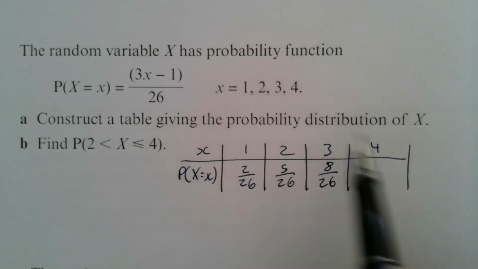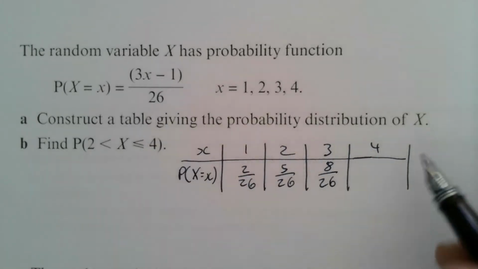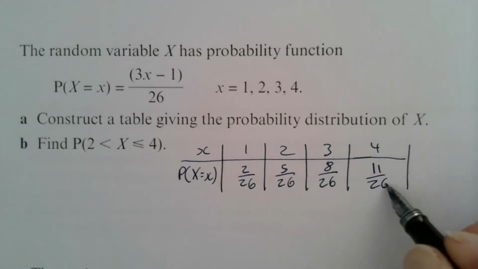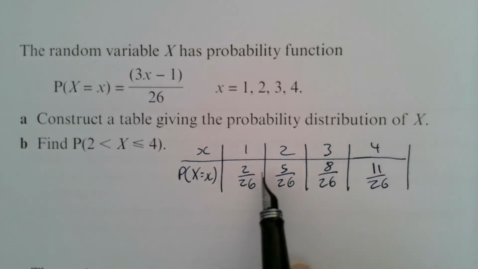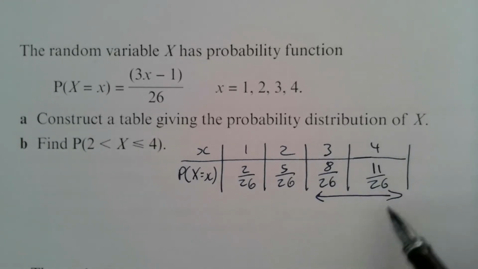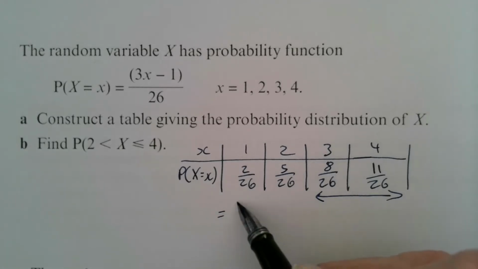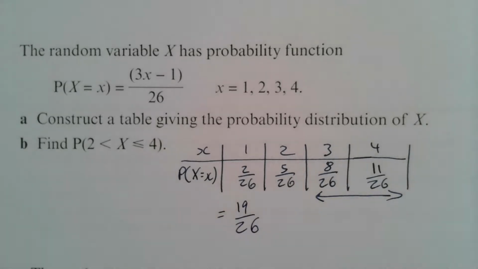So when x is 4, the probability is going to be 3 4s are 12, take 1 is 11 out of 26. Again, if you add these numerators up, you should get 26, so you've got a whole. Probability bigger than 2 and up to or equal to 4 means those two, doesn't it? So add 11 and 8 together, which will give us 19 out of 26.